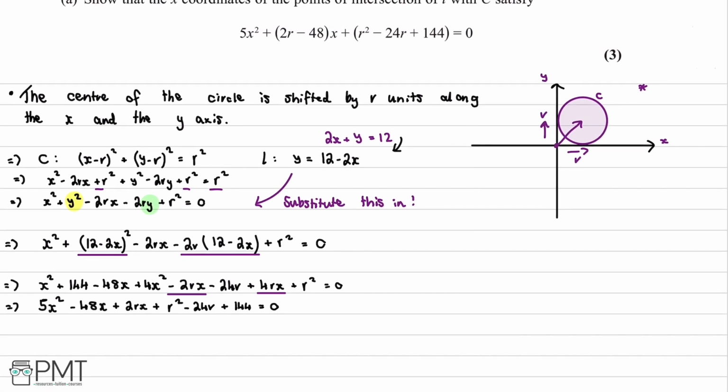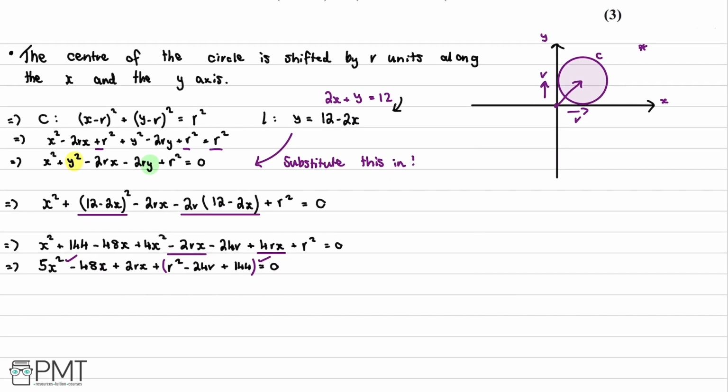So now we can look back to the question. We're getting quite close to what we wanted. So we have our 5x squared, so we'll just give that a little tick here. And if we put brackets in here, we have our r squared minus 24r plus 144. So we'll tick that. So we just need to now look and see what we can do to go from negative 48x plus 2rx to 2r minus 48 lots of x. So we see we can take out the common factor of x here.